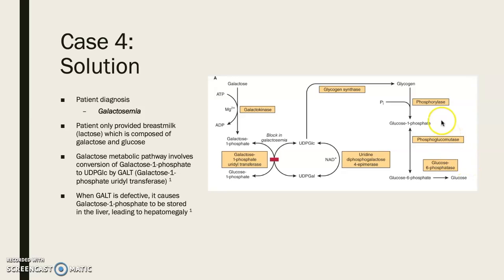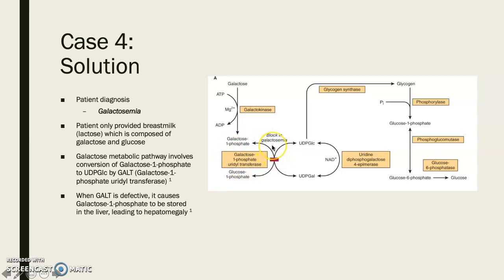The galactose, as we see over here by my cursor, is then phosphorylated with the help of galactokinase to form galactose 1-phosphate. Galactose 1-phosphate then is acted upon by an enzyme known as GALT, or galactose 1-phosphate uridyltransferase, as seen in this orange box, to eventually convert it into UDP-GLC. The UDP-GLC can then be acted upon by glycogen synthase to form glycogen, and ultimately the chain takes you to glucose.